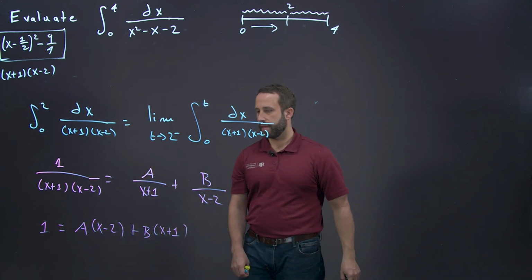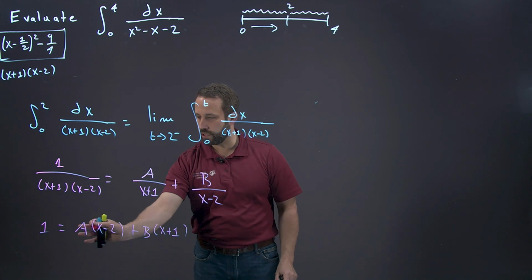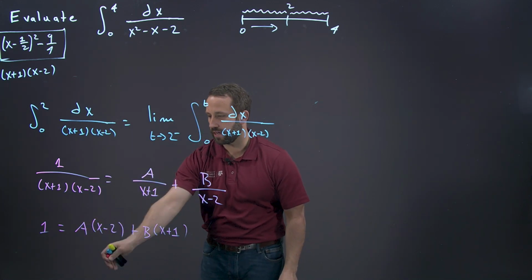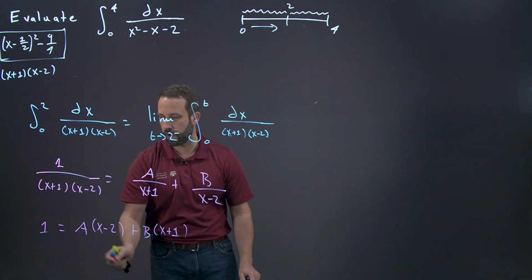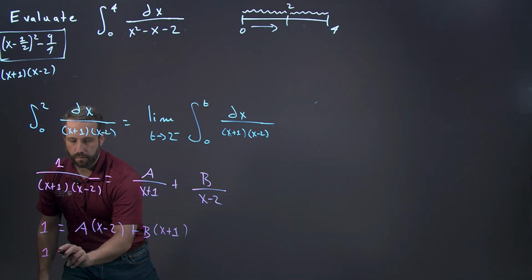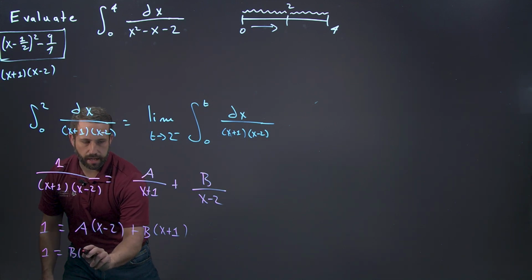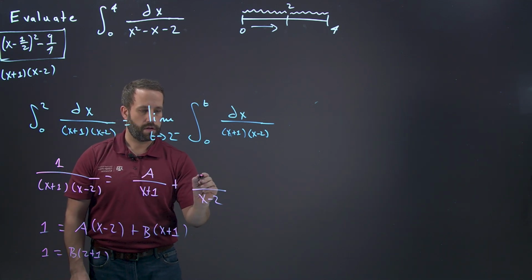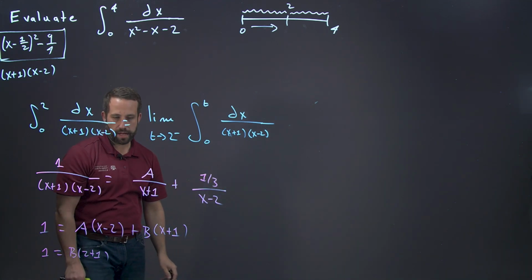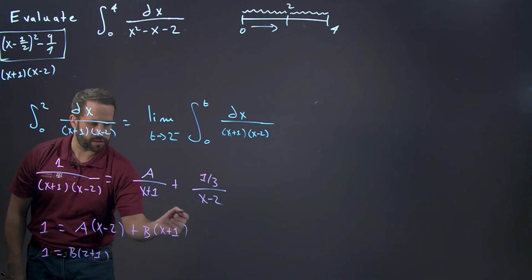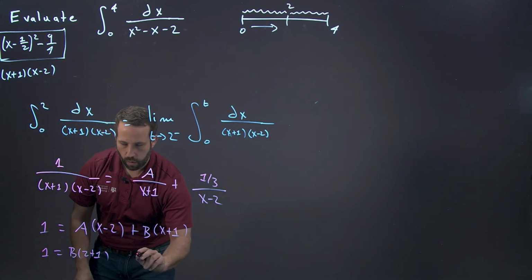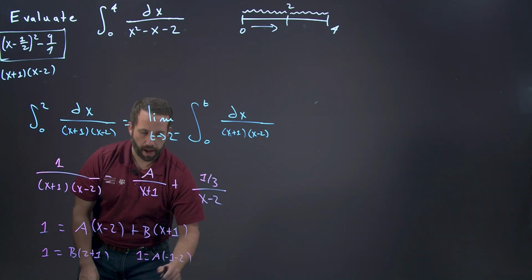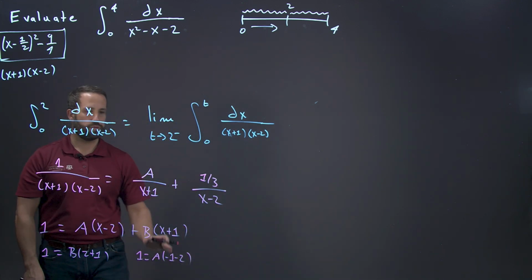If I plug in x equals 2, this term goes away, and I'm left with 1 is equal to B times (2 plus 1). So B is equal to 1/3. And if I plug in x equals minus 1, this term goes away, and I'm left with 1 is equal to A times (minus 1 minus 2). So A is equal to minus 1/3.